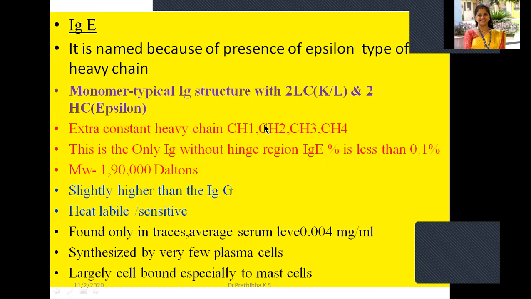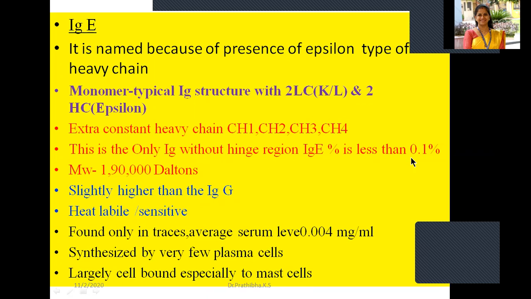So in all the immunoglobulins you observe CH1, CH2, CH3, but in IgM and IgE, you can see the presence of a CH4 domain. This is a special characteristic you must keep in mind. This is the only immunoglobulin without a hinge region. In this IgE, there is no hinge region.